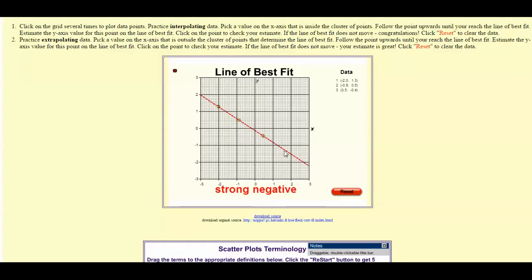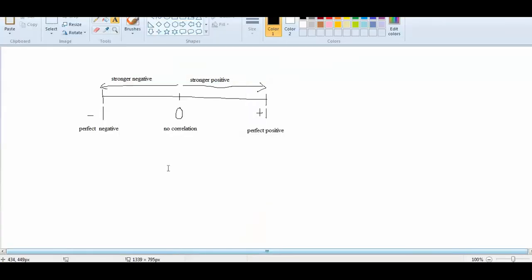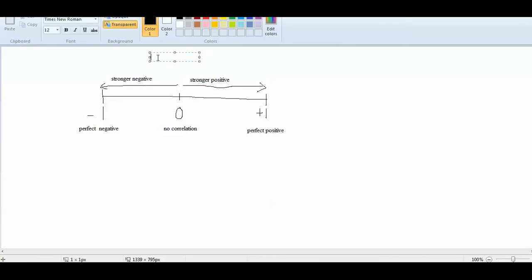If the dots perfectly follow a line that's dropping like this, then it's a perfect negative correlation. So this would come out to a value of -1, which is a perfect negative correlation. And this value that I'm talking about that tells you how strong the correlation is called a correlation coefficient.